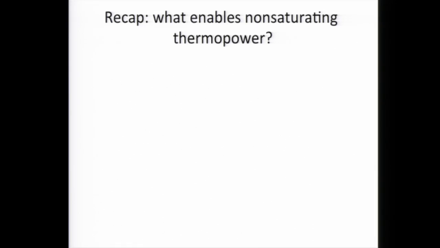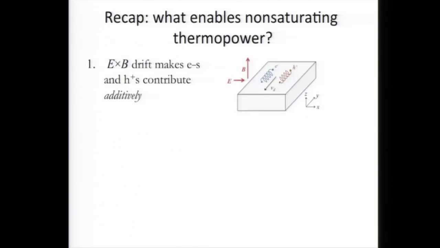Okay, so let me just make a conceptual recap of what happened here. I gave you this very generic argument of why conventional materials are not allowed to have thermal power much bigger than kB over e. And I told you there's a way around that. Really, this way around it sort of comes down to a miraculous confluence of 3 different things.